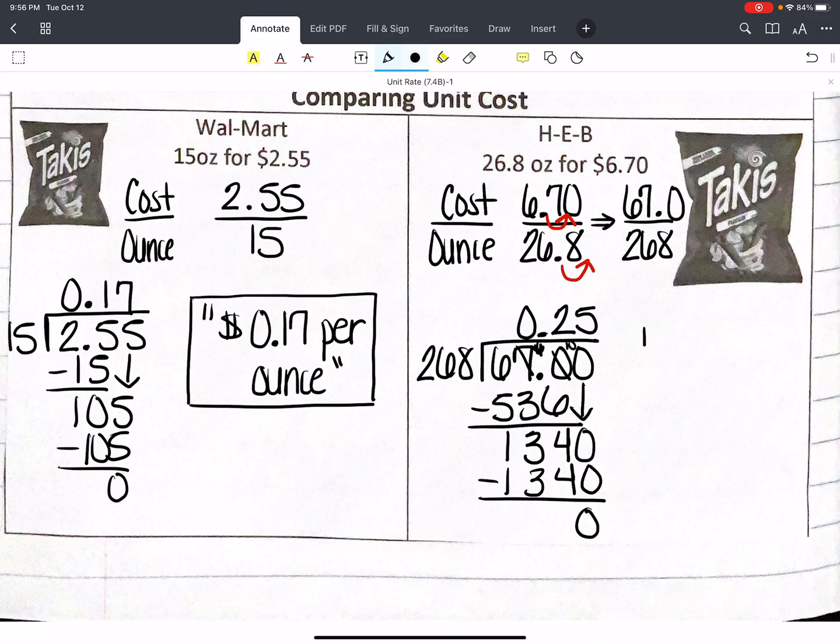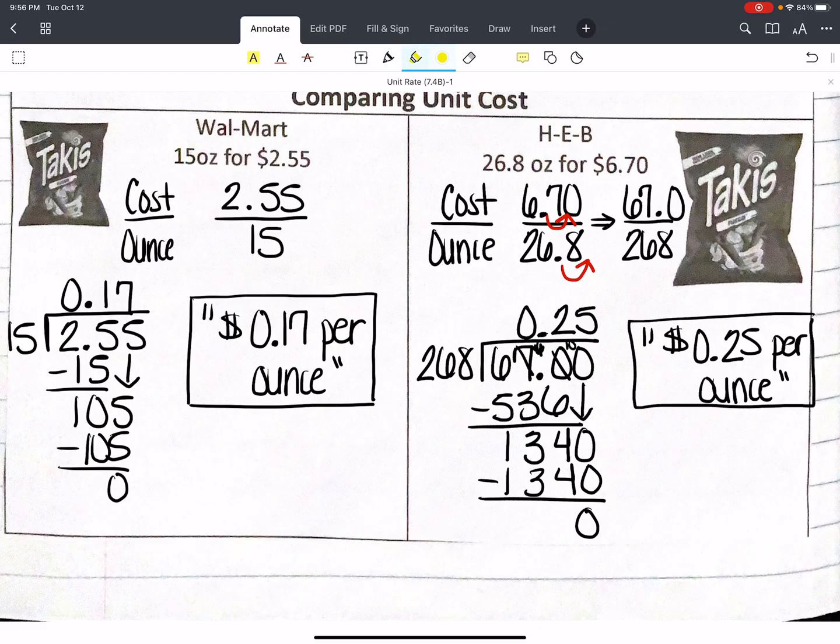Now notice for your larger bag, you're actually paying 25 cents per ounce. So if you were to compare which one is the better deal, it would be our smaller one, because you're paying 8 cents less per ounce.